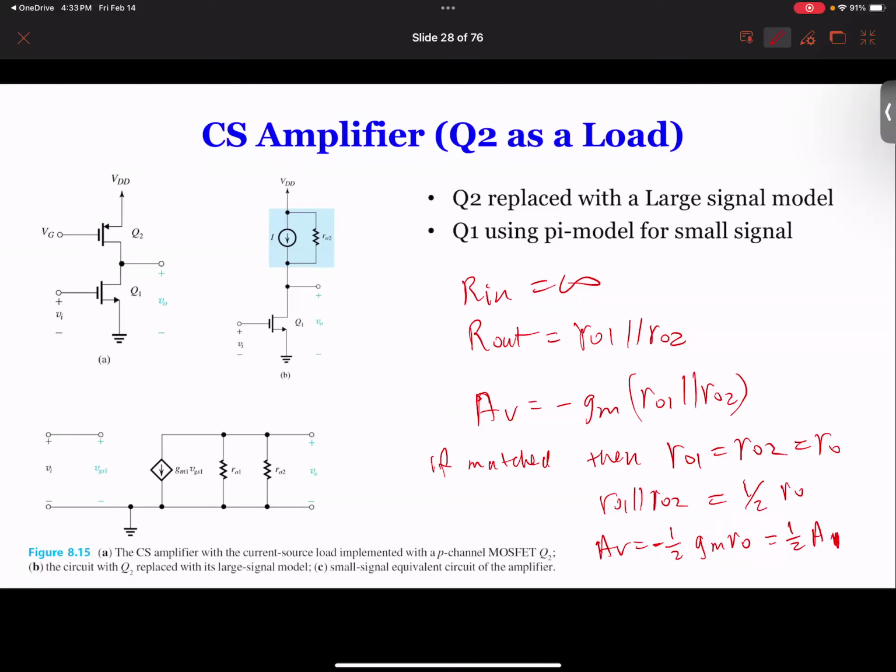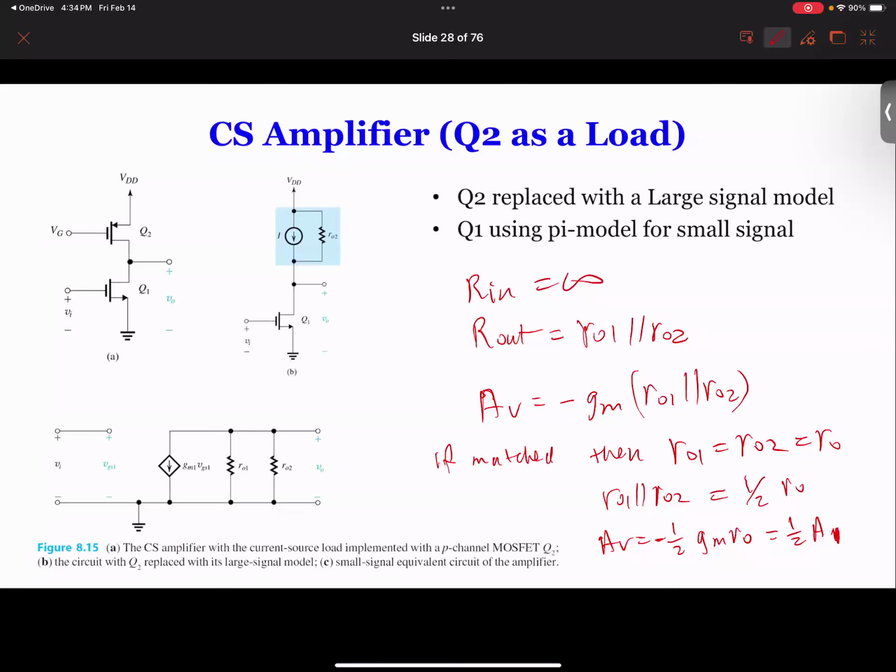So basically, if these transistors are matched, you would have the gain reduced by half, from ideal to non-ideal. So if you're ideal, you have a gain of 100. Now, once it's a non-ideal current source, the gain is reduced by half, only say 50. So this is our current source amplifier.